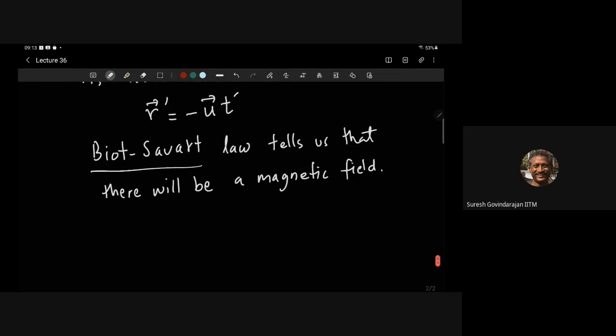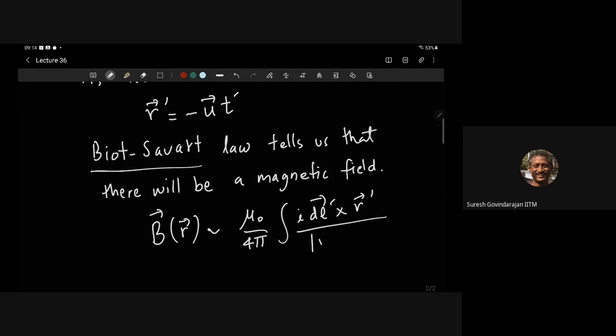Okay, and if you remember, there is something like this. B at some location R is given by mu naught by 4 pi. Hopefully you remember this formula. I dL for a charge element, you integrate over the loop or whatever, cross the location. dl prime, and this is r prime, and we're interested at the location r. Okay, so this is what we get. And r prime is minus u t prime or whatever, doesn't matter.